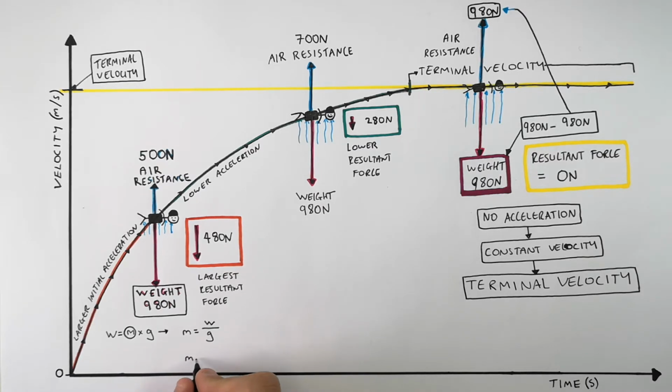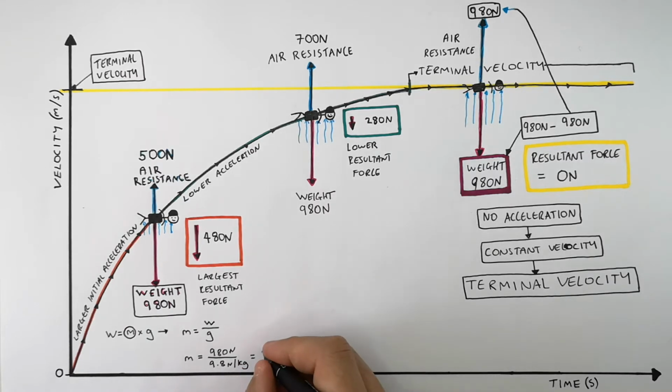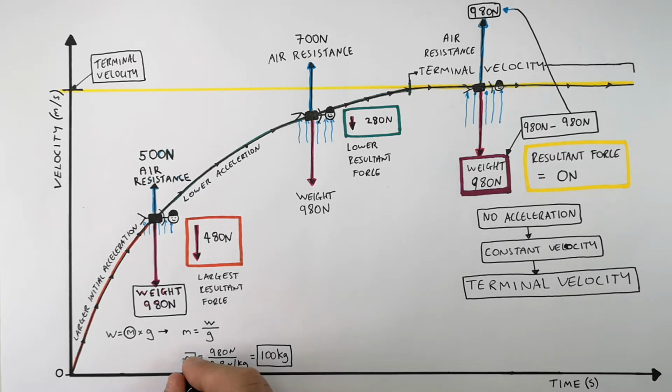Now substituting the numbers, m equals the weight, which is 980 newtons, divided by the gravitational field strength on Earth, which is 9.8 newtons per kilogram. That gives you a mass of the skydiver of 100 kilograms. So you've now worked out the mass of the skydiver to be 100 kilograms.